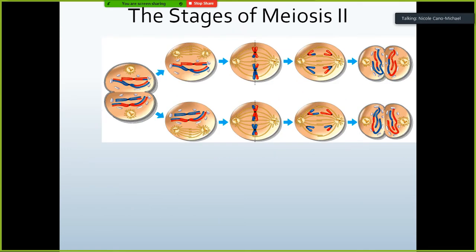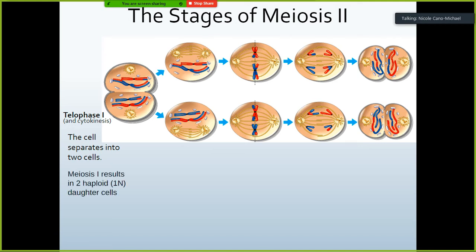All right, so now we are moving into telophase 1. And for telophase 1, just like before, they just separate into separate cells. So now I have 2 cells, but I am not done yet because I still have my sister chromatids attached. Can't have that. All right, so meiosis 1 results in 2 haploid daughter cells. However, like I said, the sister chromatids are still attached, so we need to keep moving.